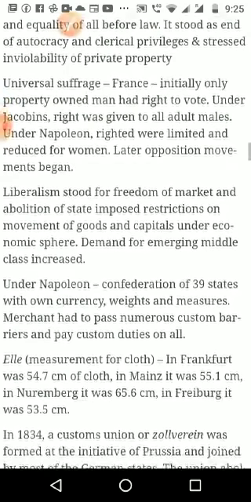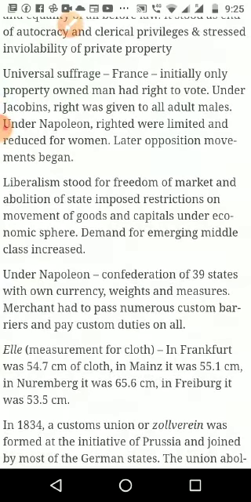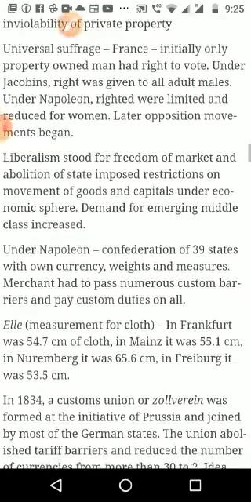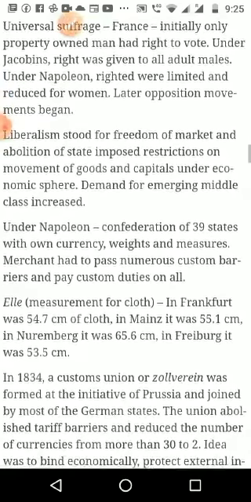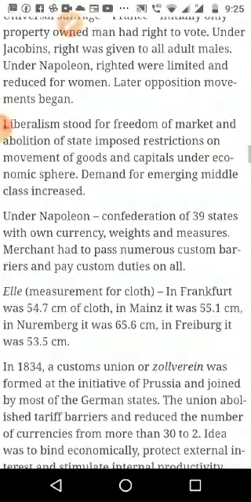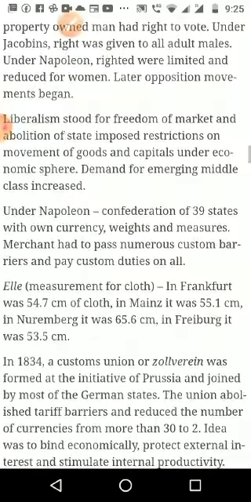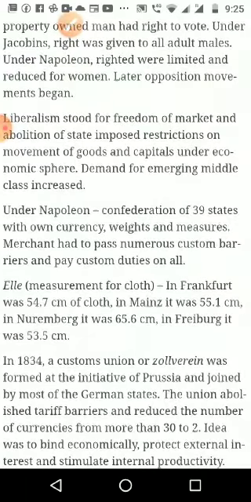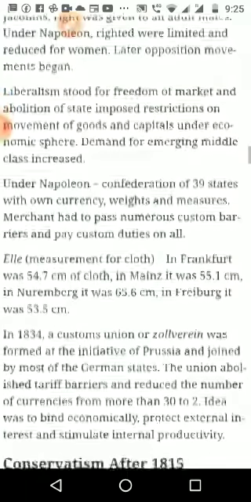Universal suffrage: in France, initially only property-owning men had the right to vote. Under the Jacobins, the right was given to all adult males. Under Napoleon, rights were limited and reduced for women, and later an opposition movement began.